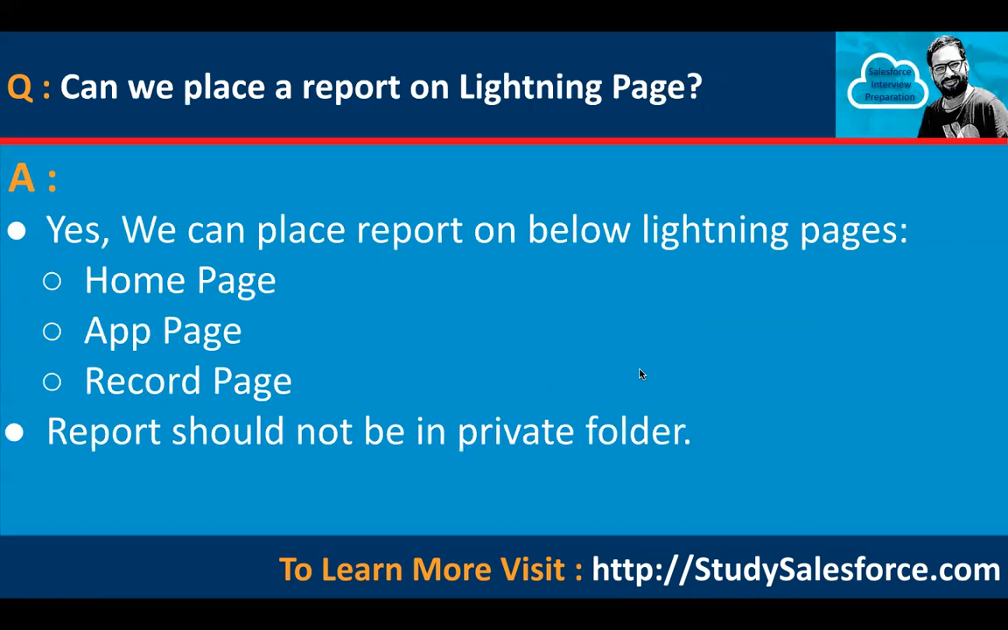Can we place a report on a Lightning page? Yes, we can place a report on Lightning pages: home page, app page, and record page. So these three types of pages we have, and we can place reports on any of them. If you open any of the pages and edit that page through the gear icon available on the top right corner, App Builder will be opened, and from the left, you can just drag and drop the report chart standard component so that your report will be placed. But remember, your report will be placed in the form of a chart. So if you have a chart on your report, then only it will be placed. Report should not be in a private folder. That also you need to remember.